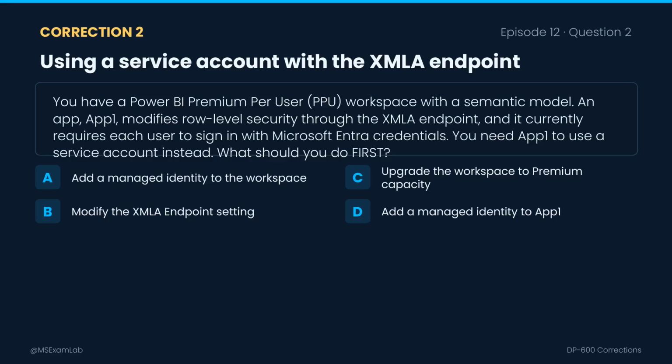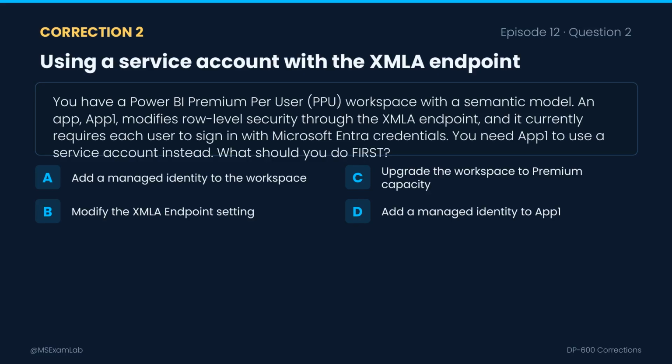Our second correction is from episode 12, question 2, and this one hinges on licensing. Here's the scenario. You have a Power BI Premium per user workspace, that's PPU, and it contains a semantic model. An app called App1 modifies row-level security through the XMLA endpoint. Right now, App1 makes each user sign in with their Microsoft Entra credentials. You need App1 to use a service account instead, and the question asks what you should do first.